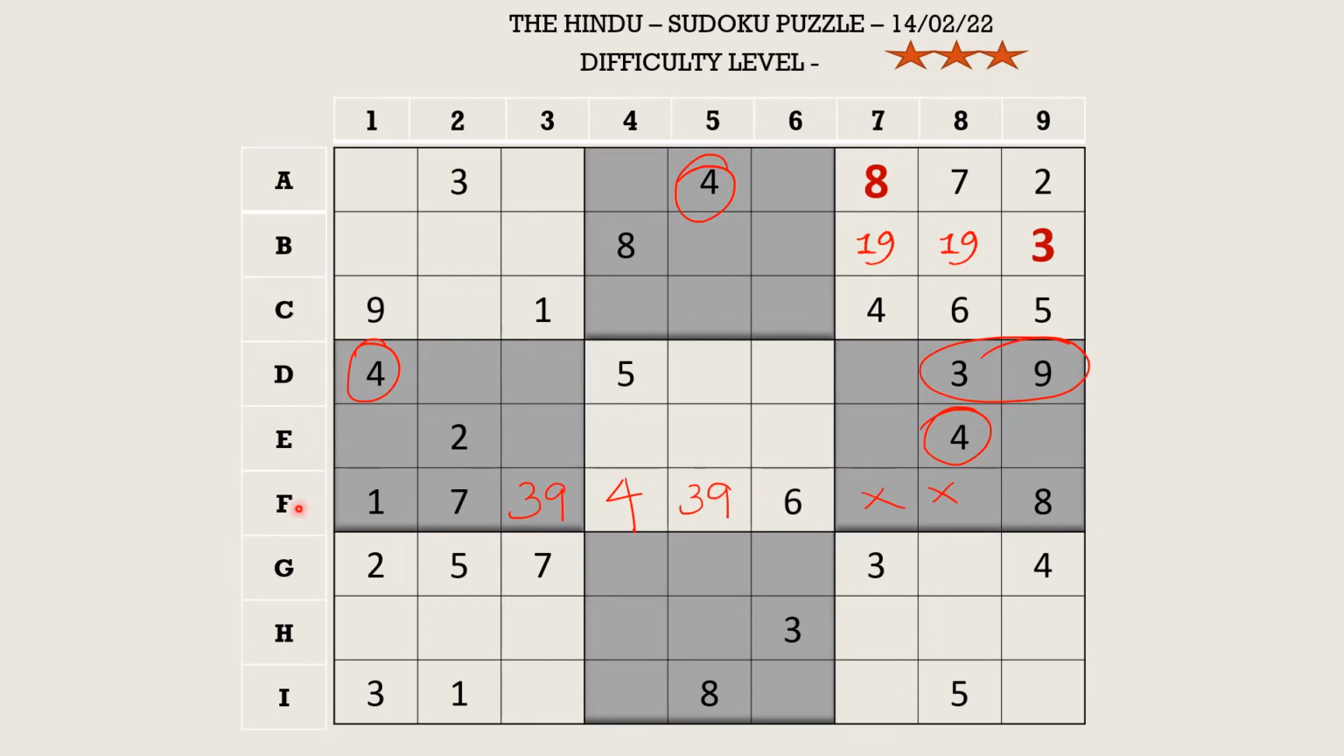Now in F row, the missing numbers are 2 and 5. There is a 5 here in 8th column which blocks here. So F8 takes 2 and F7 takes 5.